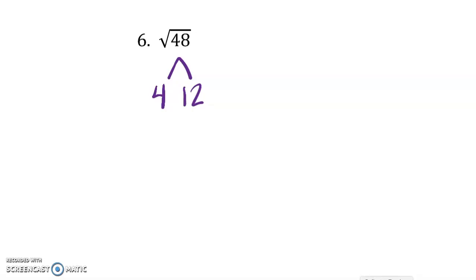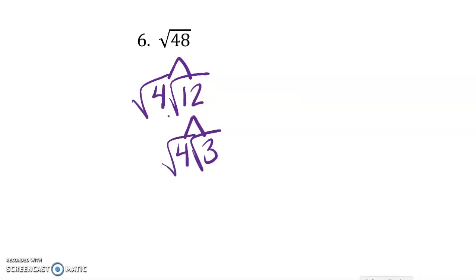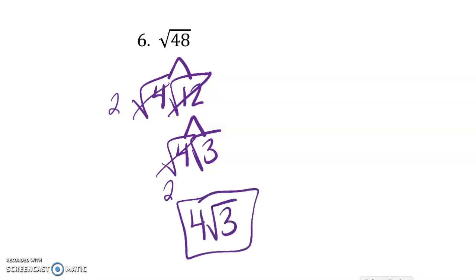Well, if I do that, here's the problem. 12 has another perfect square in it. So 12 is also 4 times 3. So I can have all that. It might be helpful to cross out that 12 then. So this 4 becomes a 2. This 4 becomes a 2. 2 times 2 is 4, square root of 3. So that's the long way to go about it, but it works.